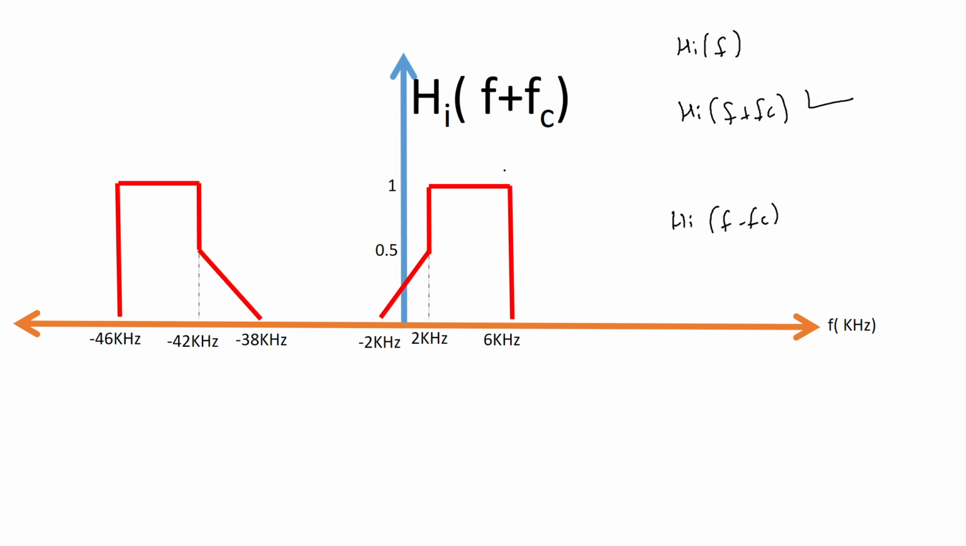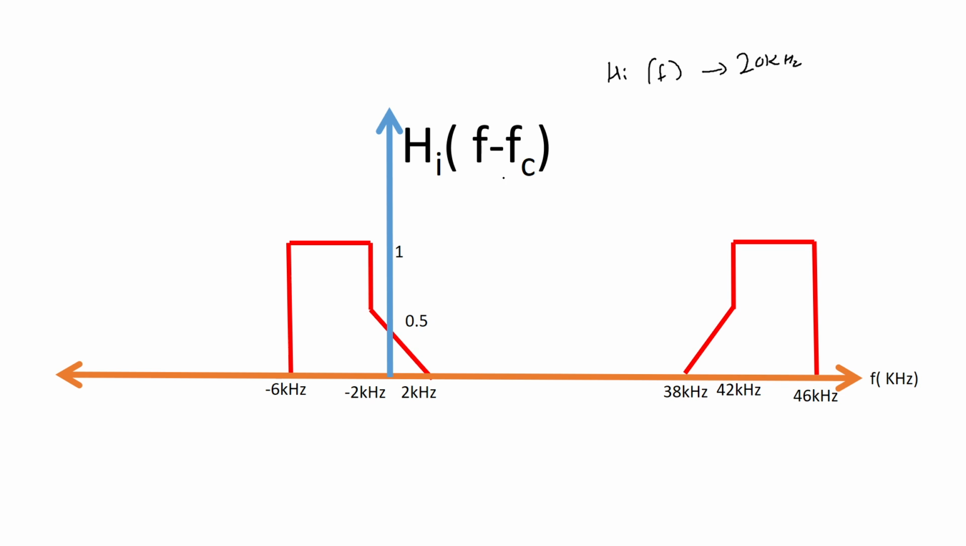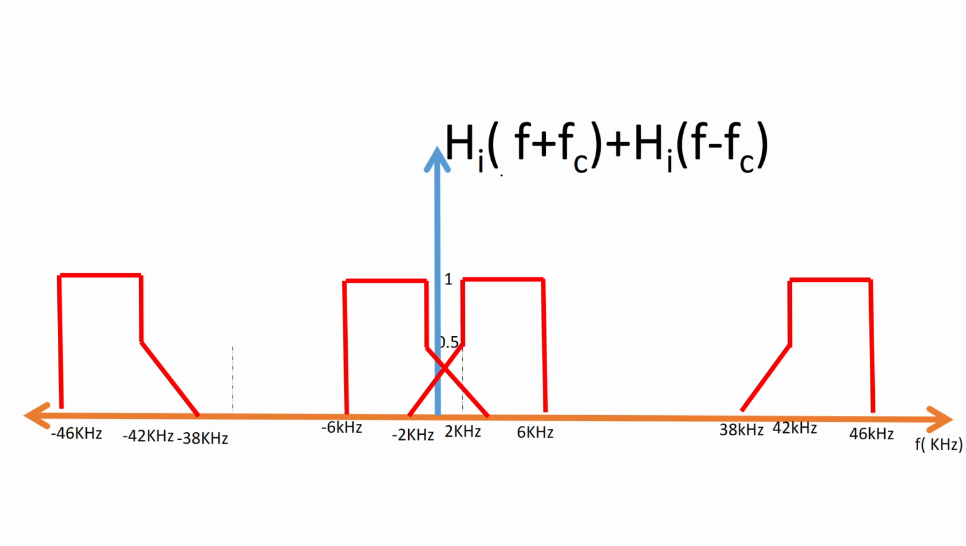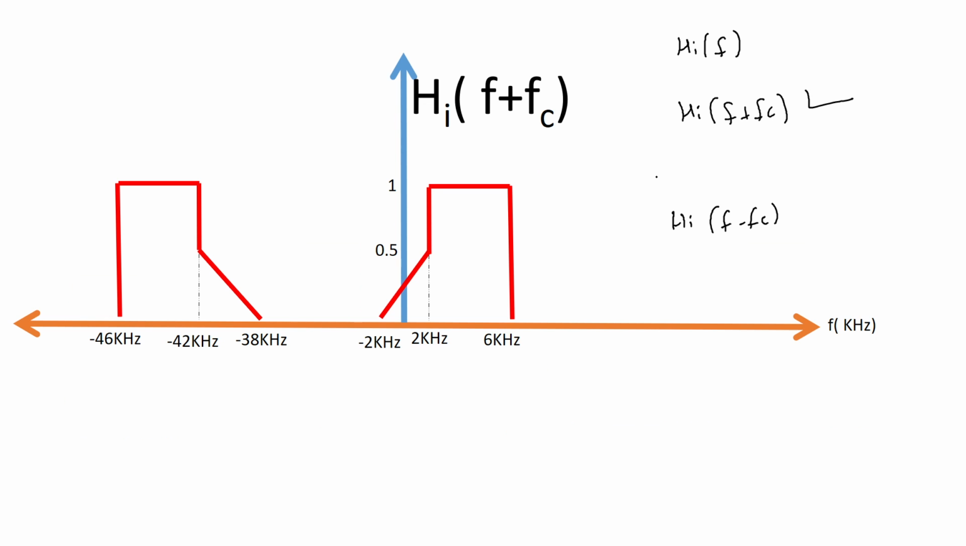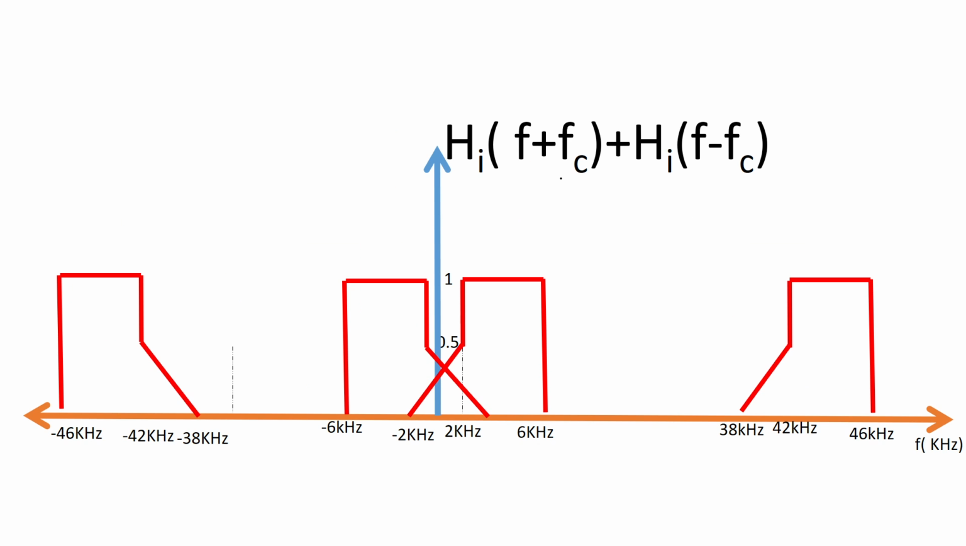This is H(IF plus Fc). This is H(IF minus Fc). Now we are going to take the combined effect of both. And this is your combined effect of both. This is your step number 3. We have H(IF plus Fc) as well as H(IF minus Fc), so we have combined these two. As a result, we have this function over here.